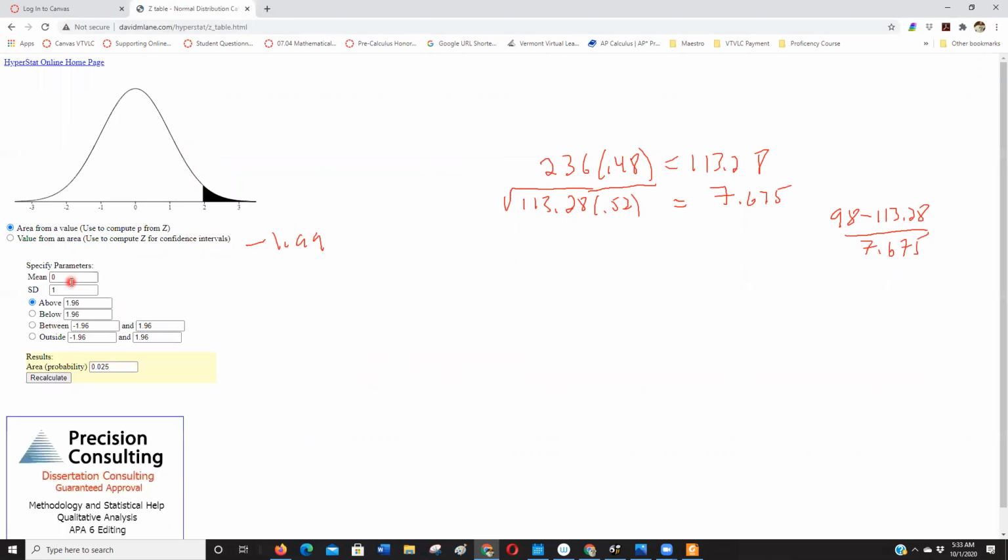You can do this with z-scores, but since we already know the mean, 113.28, and the standard deviation is 7.675, and we want it below 98, what does that give us? Pretty darn close to what we did by hand. You don't have to find the z-score here. To keep WebAssign happy, we needed the z-score, but you could have done it this way. Okay, so hopefully that helps.